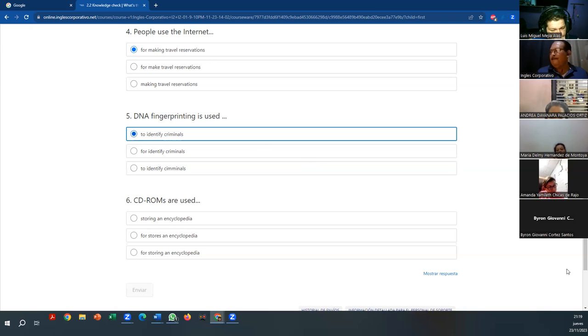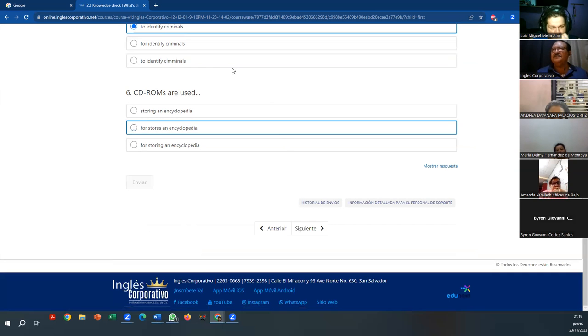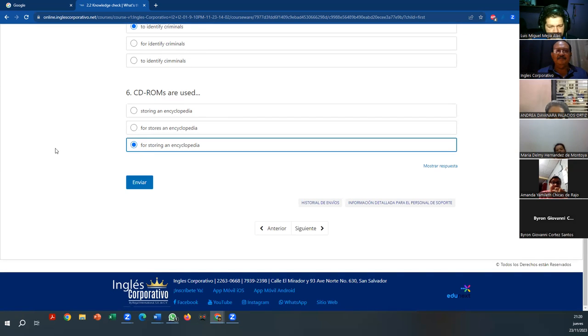CD-ROMs. I use it for storing an encyclopedia. What is a CD-ROM? Who knows that? The mother of the computer? No, not the motherboard. It's a disk. Now I think that there are no more CD-ROMs, right?